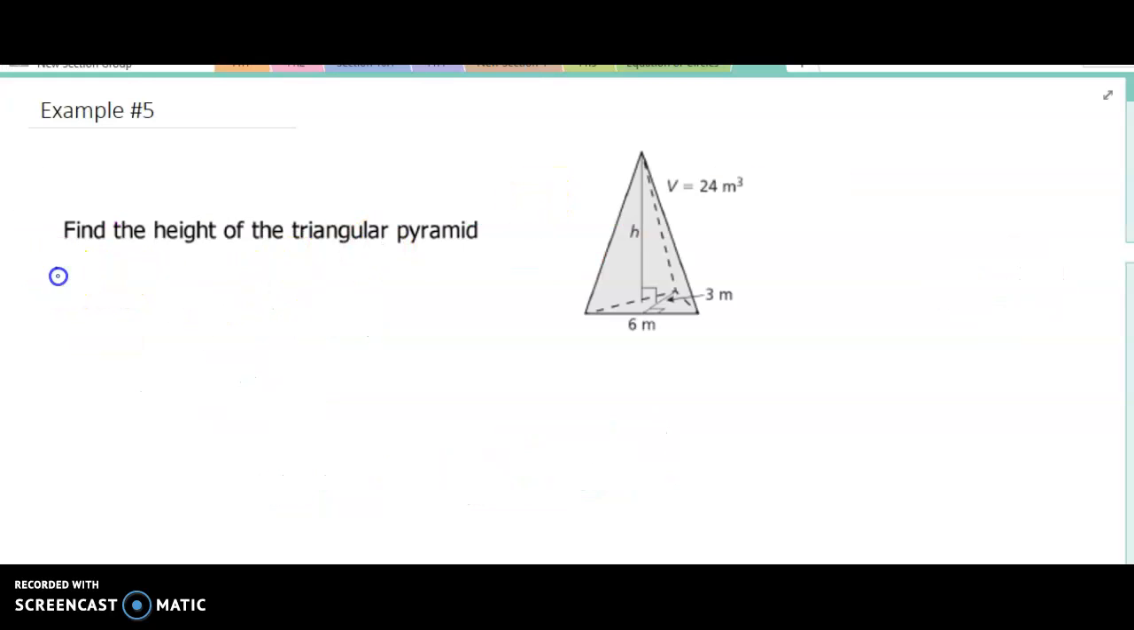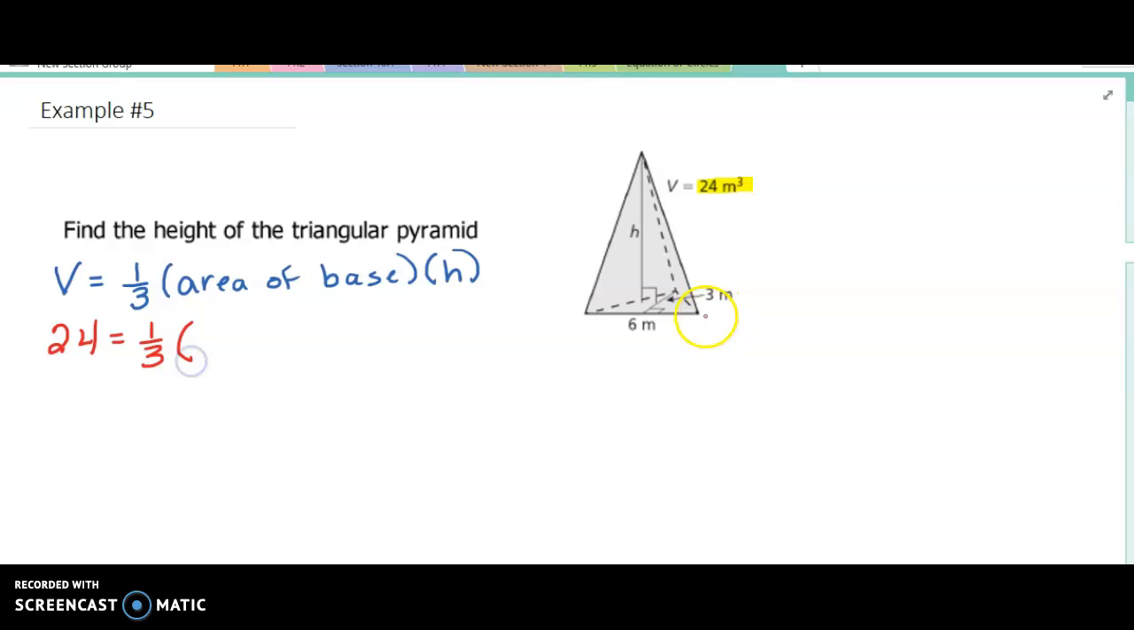All right, let's look at example 5. Okay, we still have a pyramid, so we're still going to use volume is 1/3 area of the base times the height. And here we need to find the height. That's what we don't have. Okay, so it tells us the volume is 24. So 24 equals 1/3. Now to find the area of this base, guys, this just has a triangular base.